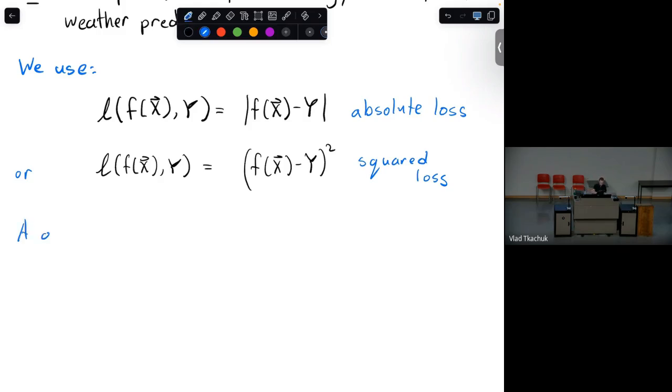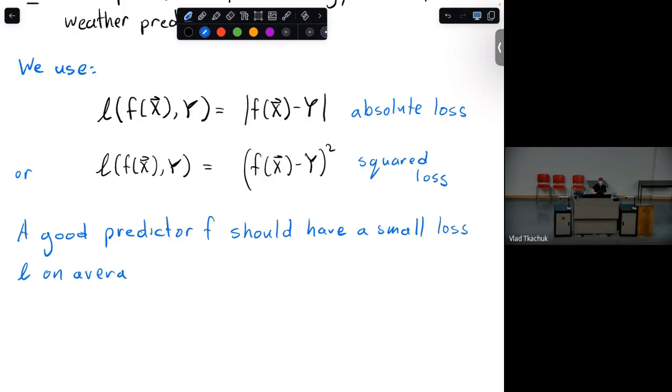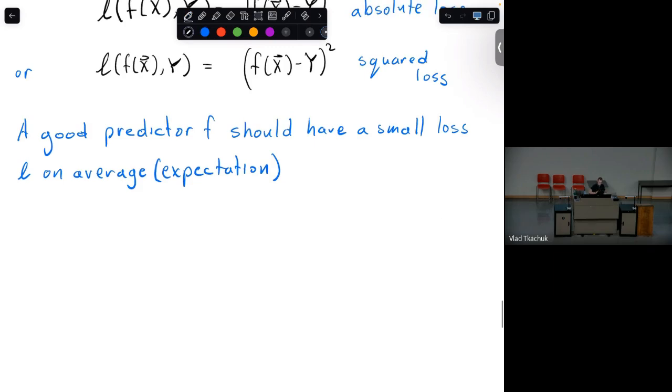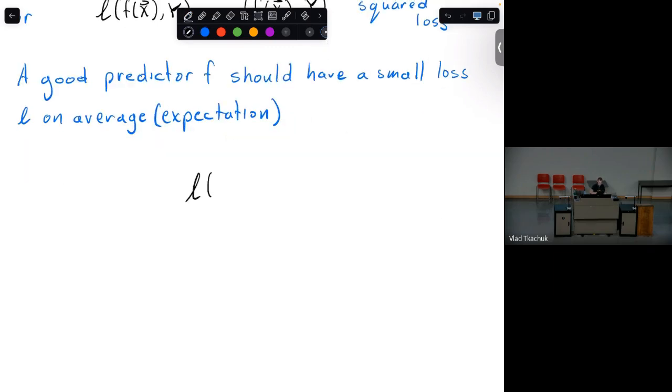A good predictor f should have a small loss L on average. Or more formally, we're going to use the words expectation and average quite interchangeably. So let me write it down. What is this object going to look like? It's going to look as you might expect: the loss function with your predictor in there, compared to your label.